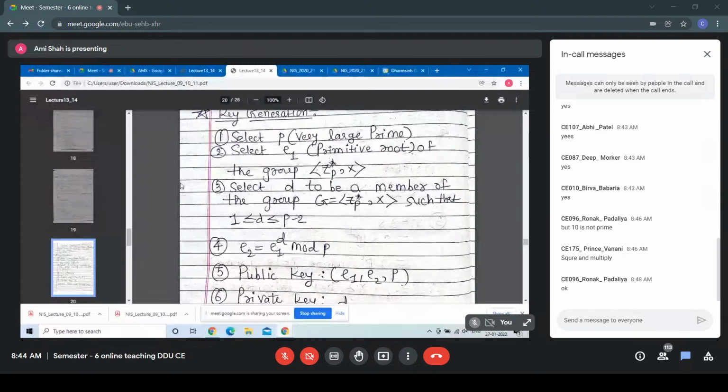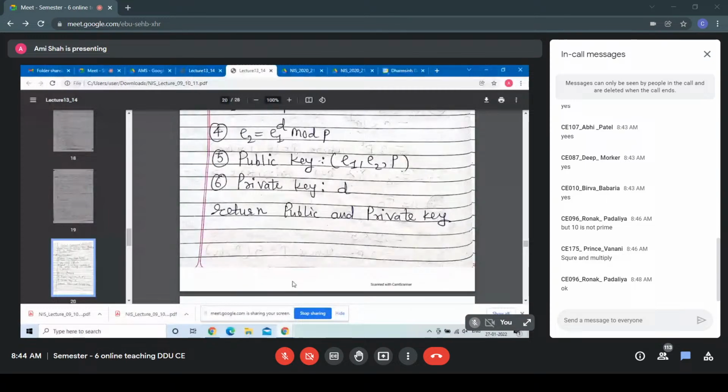So here you have to remember, in the ElGamal cryptosystem, the public key is E1, E2, and P, and this is the private key. Okay, so E1, E2, and P is the public key. Now, once Bob generates the two keys, the public key and the private key, what will Alice do next?